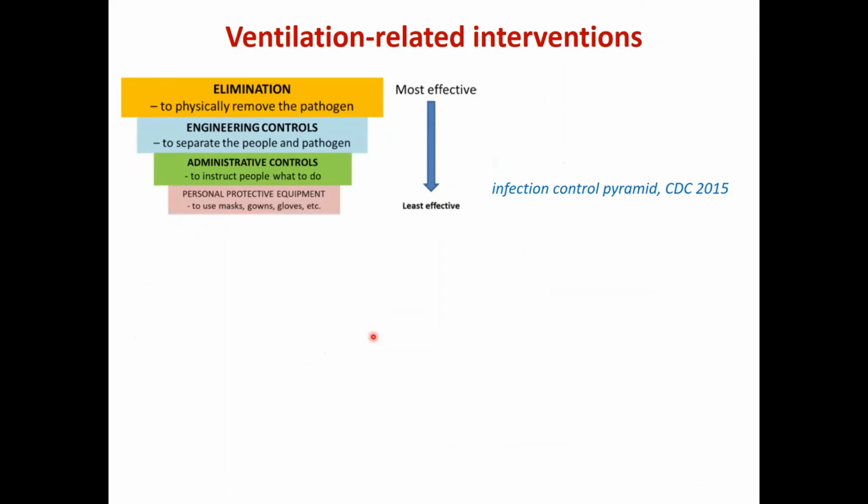And now, general ventilation-related interventions. The CDC in the United States, the Centers for Disease Control, already since 2015 have this infection control pyramid. The first and most effective recommendation is always eliminate the source, eliminate the pathogen. The next one is actually engineering controls, so how to control the pathogen. Then it's administrative, influence people's behavior, and finally some protective equipment like masks, gloves, depending on the situation. So engineering controls are extremely important.